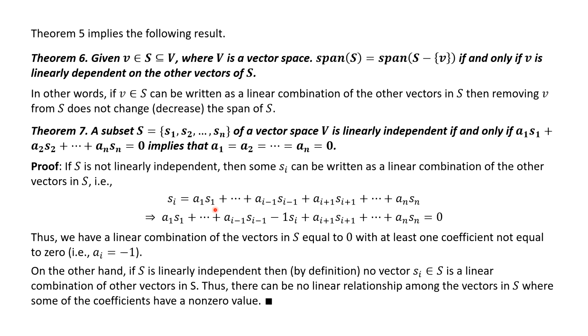Then we can go in the other direction and assume that S is linearly independent. Then by definition, no vector si of S is a linear combination of the other vectors in S. Thus, there can be no linear relationship among the vectors in S where some of the coefficients have non-zero values, and that implies this here, that all of the coefficients are 0 in that case.